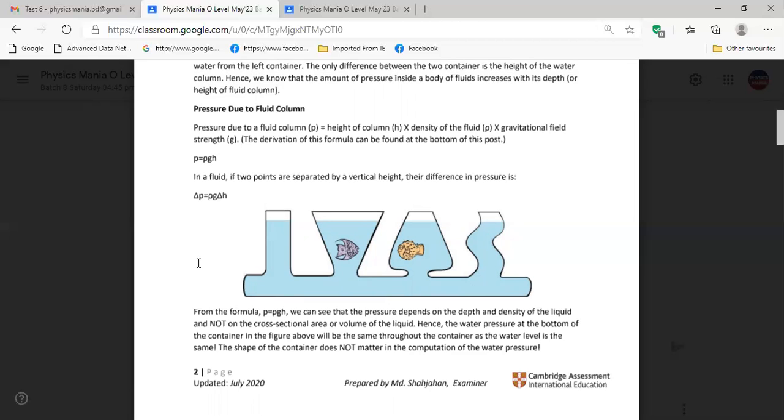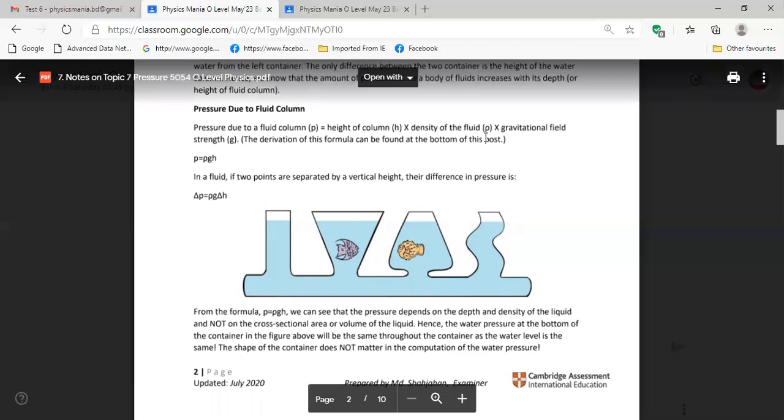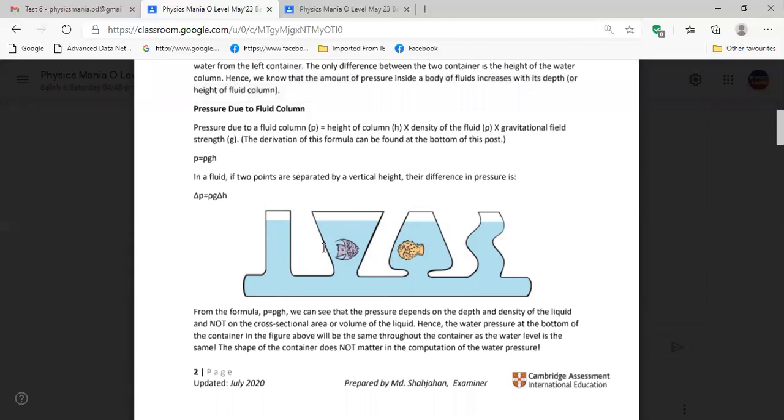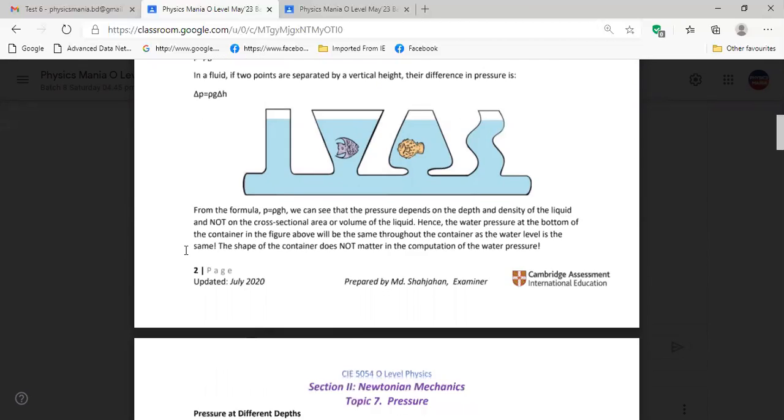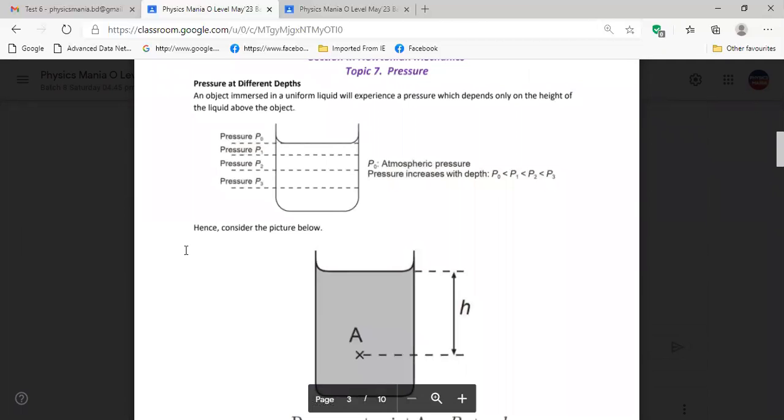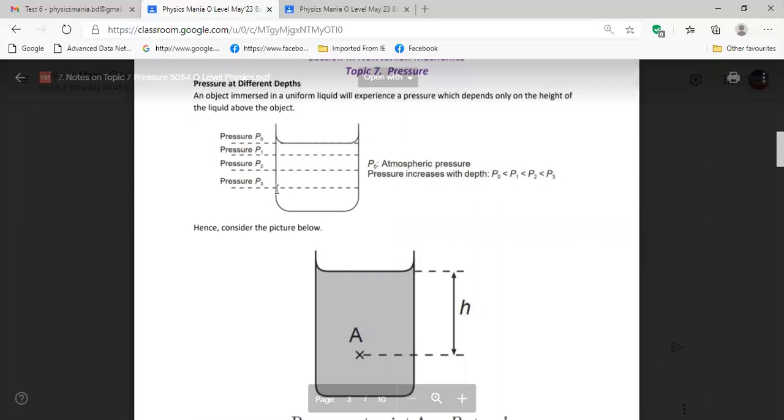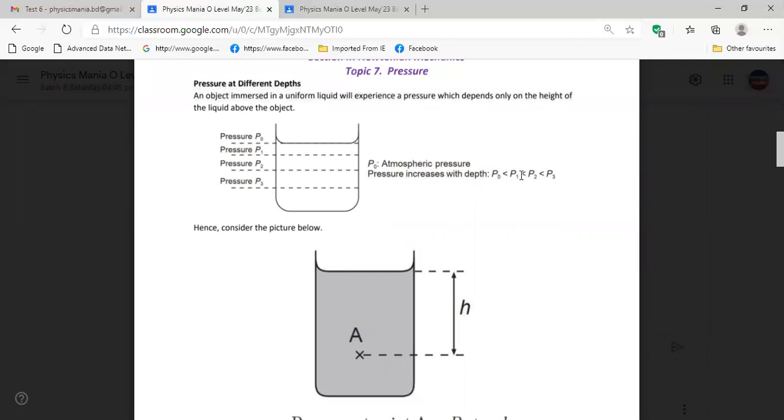According to our formula and ideas, we have h rho g here. So rho and g are constant, then pressure will depend only on the height. As the height for them is the same, all of them at the bottom will have the same pressure. Now here we have another example where we can understand it. Here P3 is the bottom part. Here pressure is most, then P2, then P1, then P0.